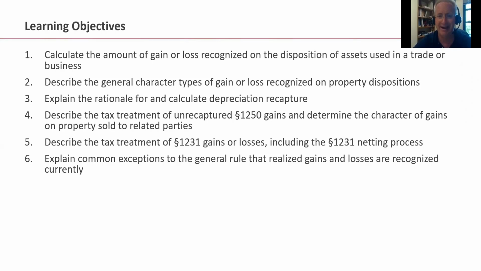We're going to talk about the character of that gain or loss. We're going to talk about the rationale for and the calculation of something called depreciation recapture. We're going to describe the treatment of what happens when we have unrecaptured depreciation under 1250. And we'll talk about what happens if we sell trade or business property to related parties. We'll talk about 1231 gains and losses, and then a handful of exceptions to the general rule that any realized gain or loss is recognized. This chapter is just brutal.